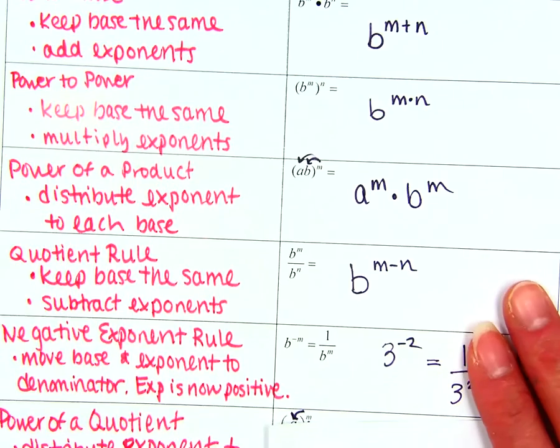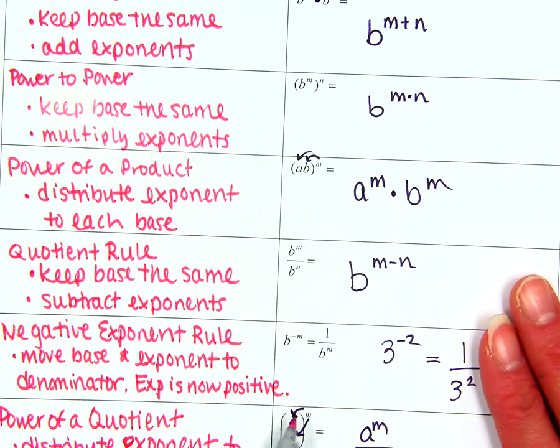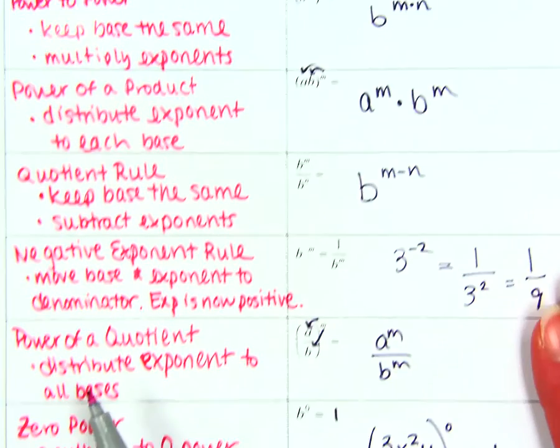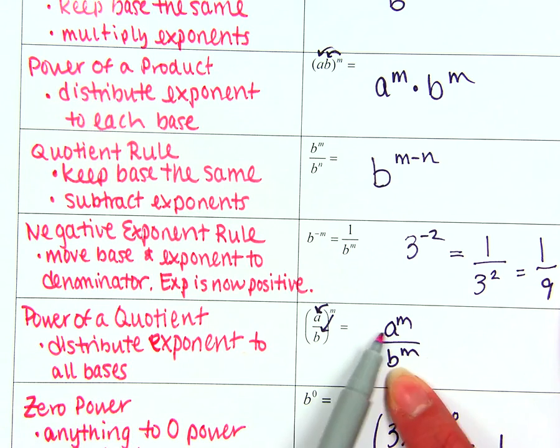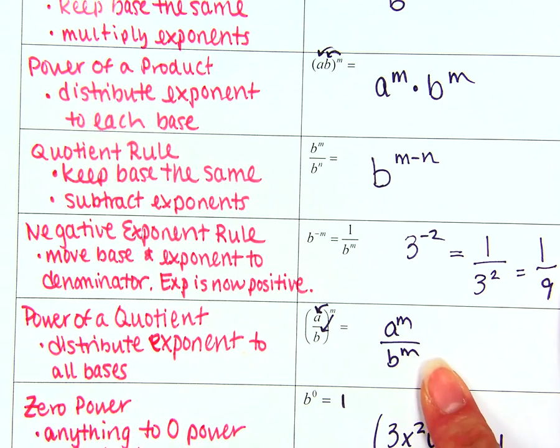All right, power of a quotient means if you've got a fraction and that whole fraction is being raised to a particular power, then you can distribute that exponent to anything in the fraction. So if it's a over b, then it's a to the m over b to the m. A and b stayed in the same spot. All we did was we applied the exponent to it.